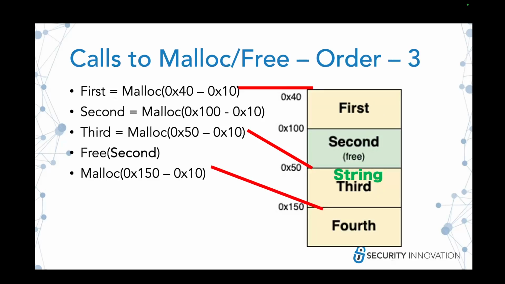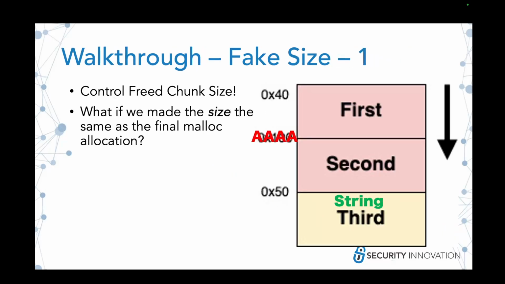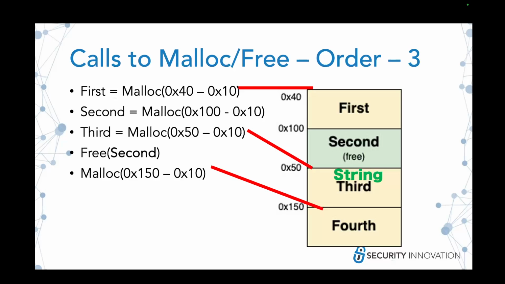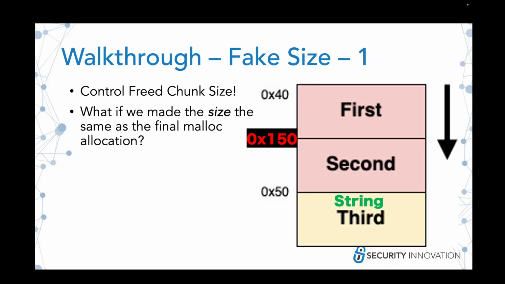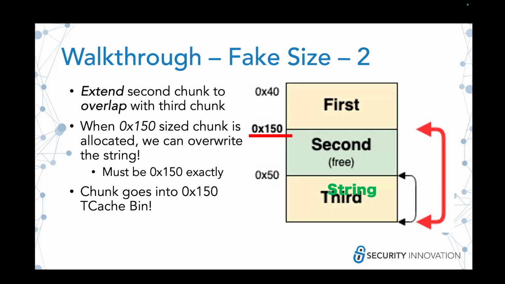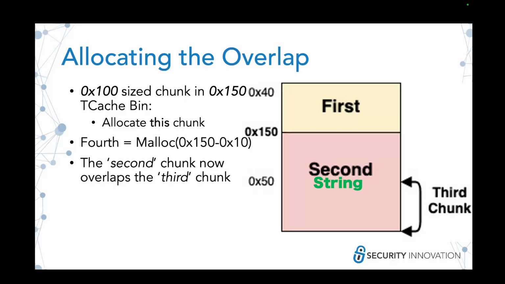If we allocate another chunk for the hex 150 or the fourth chunk, then it will allocate underneath that using the data or the memory left in the top chunk. However, we want it to be the chunk second. So the only allocation that we have left is at hex 150. So we're going to set the size of the chunk second using our buffer overflow to be hex 150. And now, when we set that, if you do that same process again, this will overlap with the chunk third we talked about.